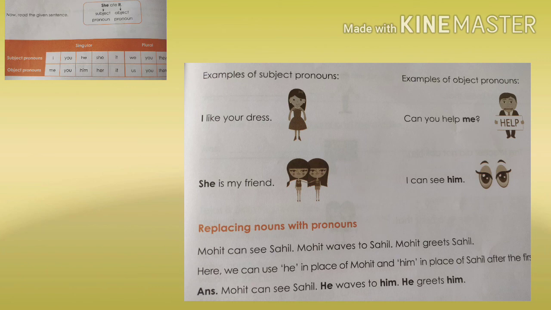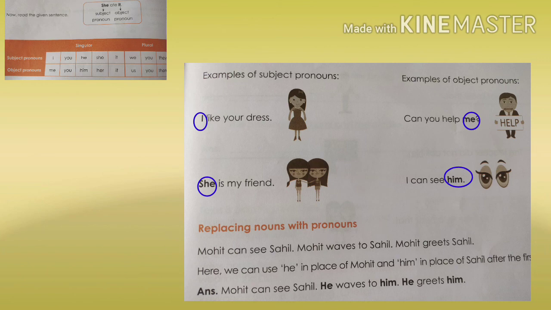Subject pronouns in singular are I, you, he, she, it, and in plural we, you, they. Object pronouns in singular form are me, you, him, her, it, and in plural form us, you, them. Let us see some examples of subject pronouns. I like your dress. She is my friend. And examples of object pronouns. Can you help me? I can see him.